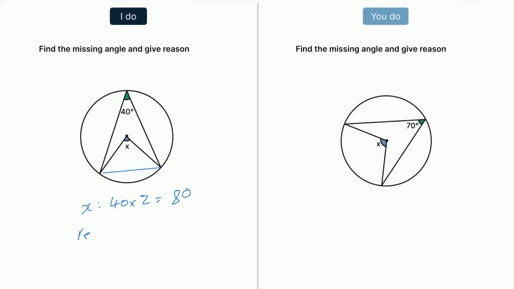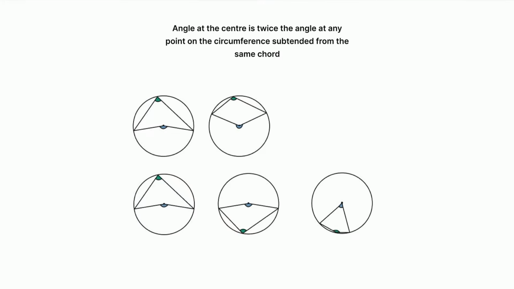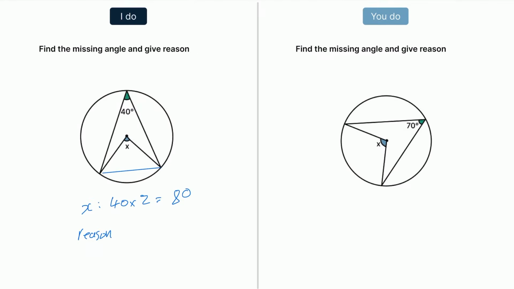And then again, your reason is, you do need to hit these words. So the angle at the center is twice the angle at the circumference, subtended from the same chord. You need these exact 3 keywords within that sentence to get the mark. So that's your reason. And again, hopefully you've pressed pause and had a go at this. It was fairly straightforward. And remember, please make sure you wrote down your reason.